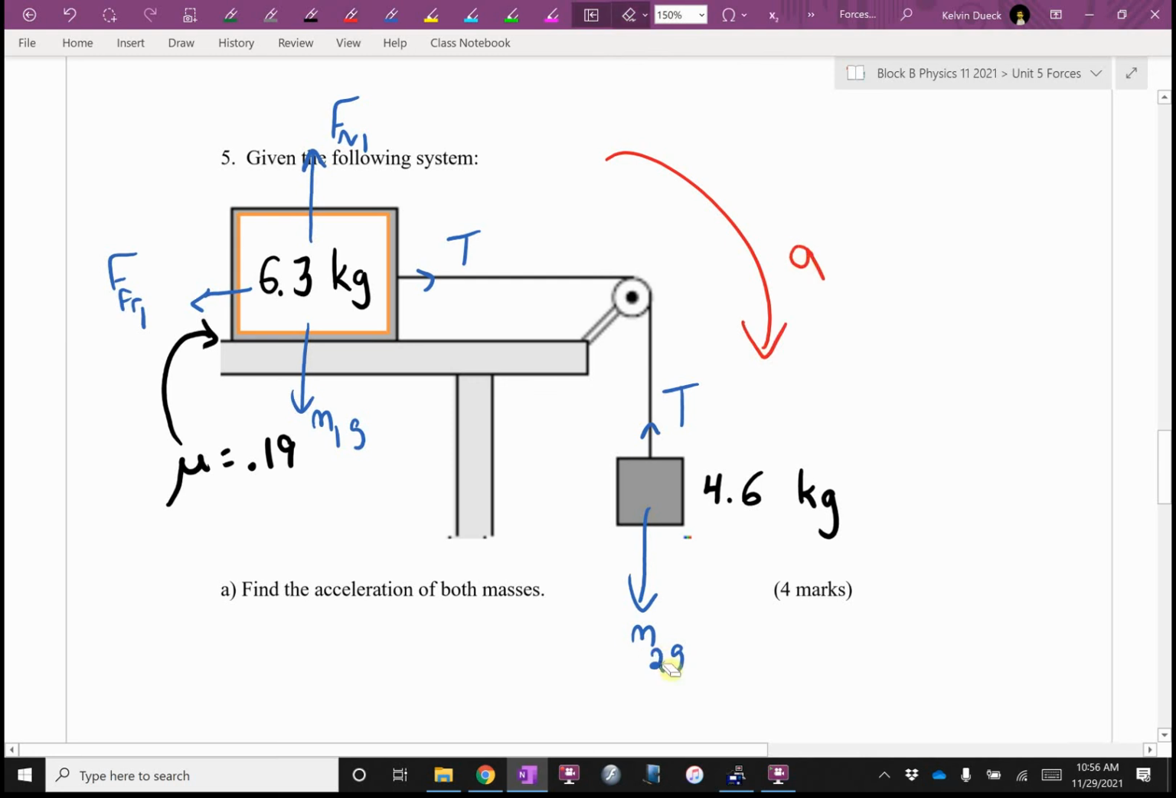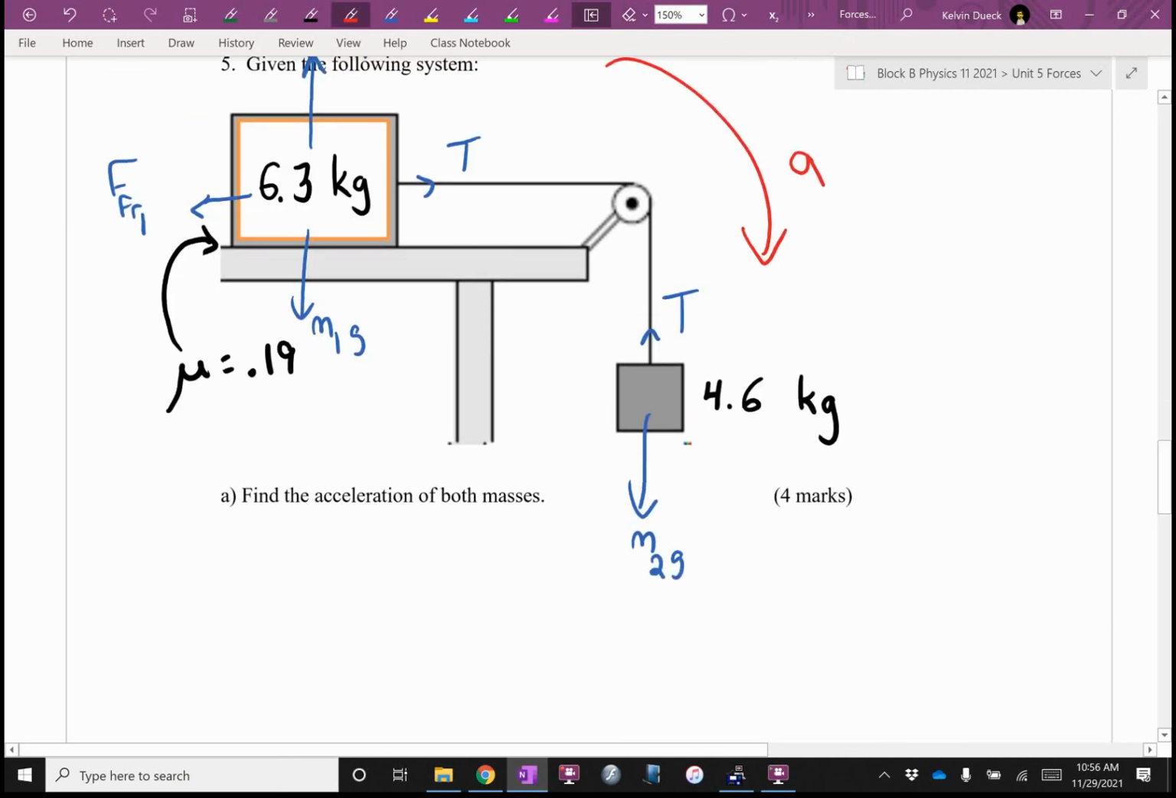So I think this is what's causing this whole thing to start to accelerate. I had somebody say to me, Mr. Dewick, this is impossible because this is smaller than that. The 4.6 doesn't have to be bigger. M2G just has to be bigger than friction force number 1. M2G has to be bigger than mu times normal force number 1. M2G has to be bigger than mu M1G, and it'll slide.